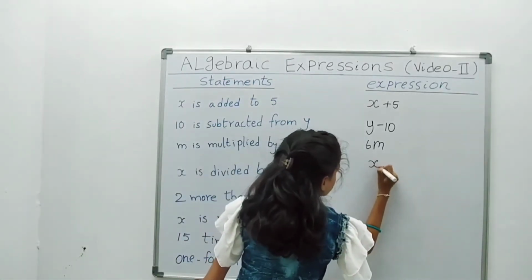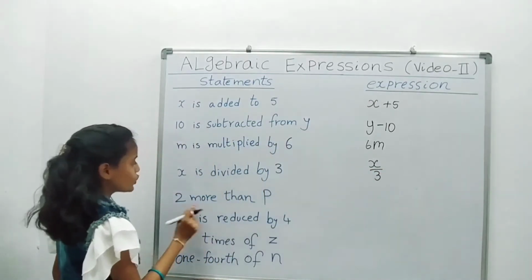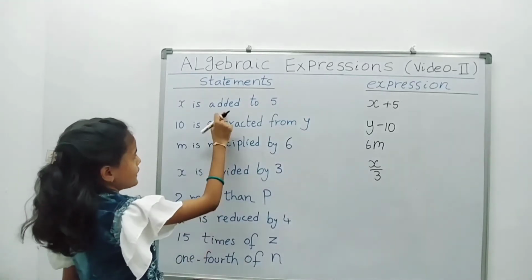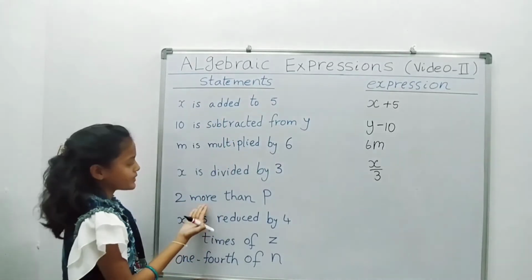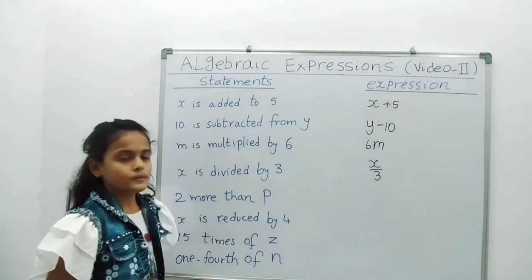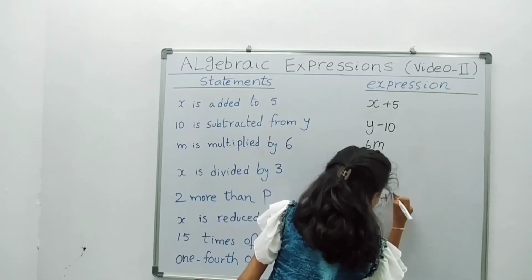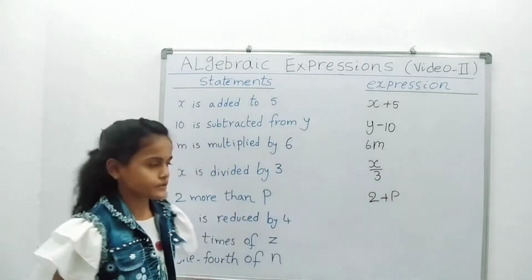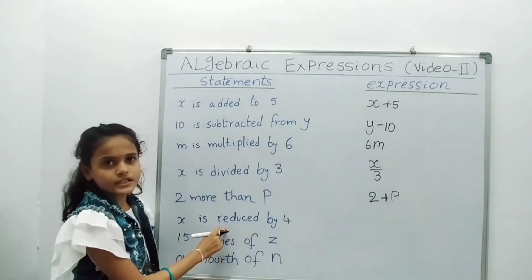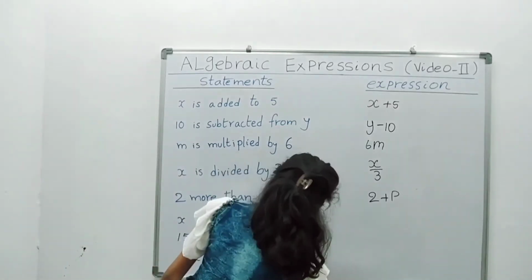X by 3. Next, 2 more than p. More means add, means plus, so more also means plus. 2 plus p. Next, x is reduced by 4. Reduced symbol means minus. X minus 4.